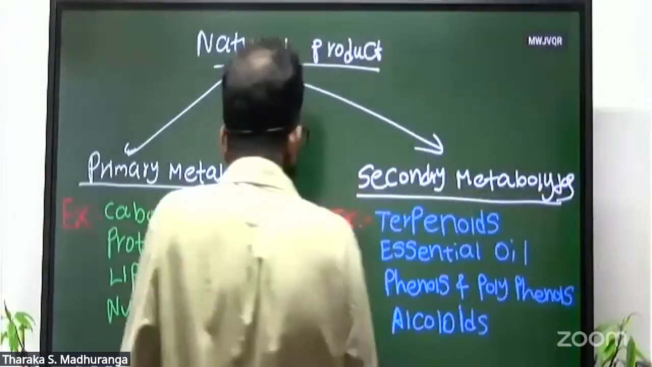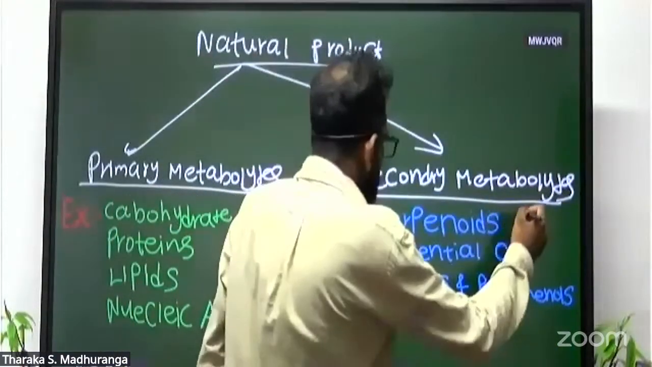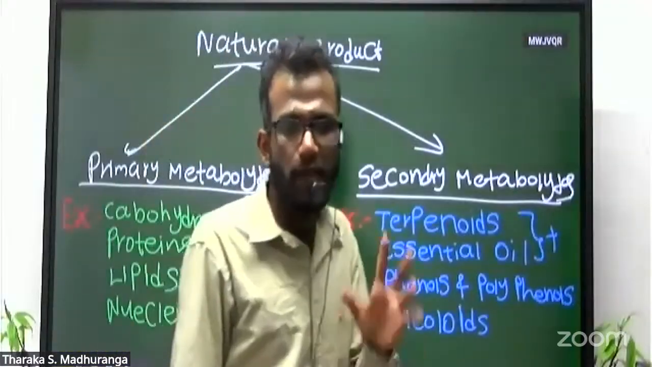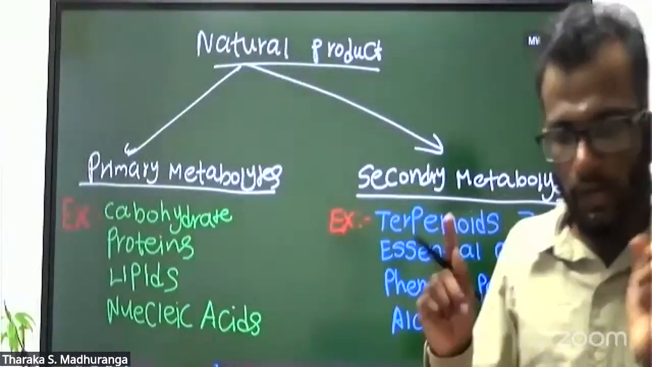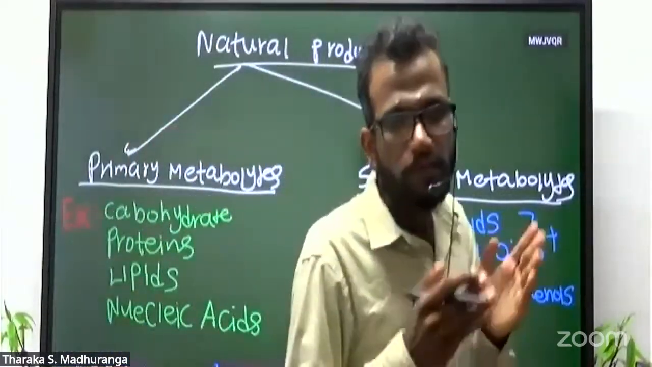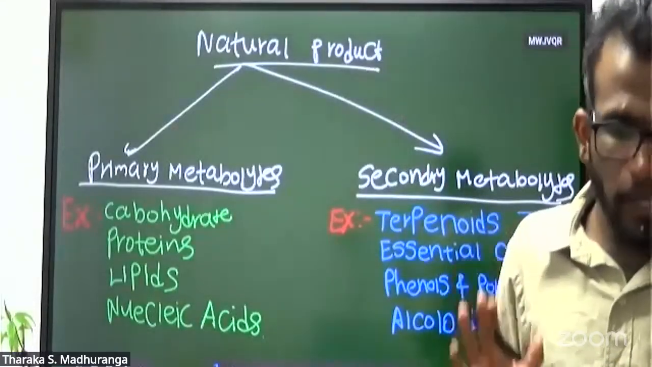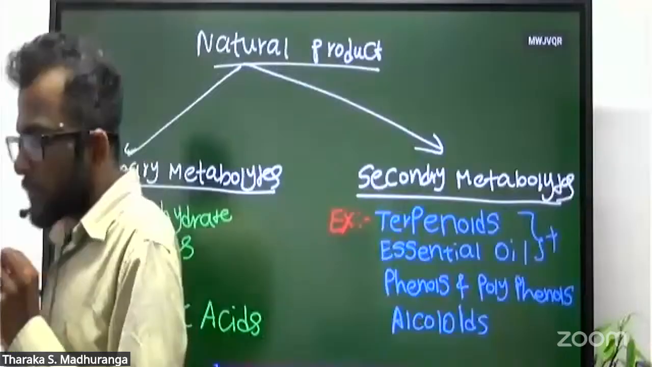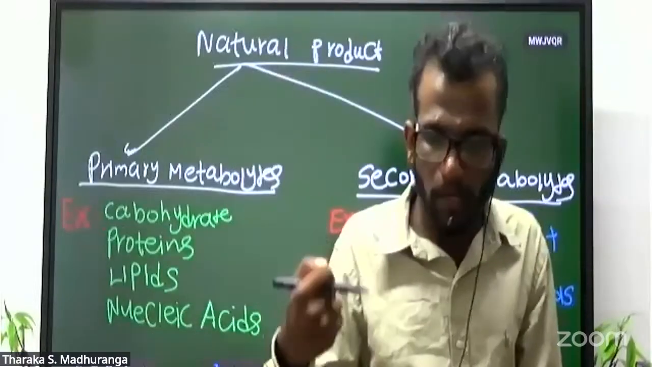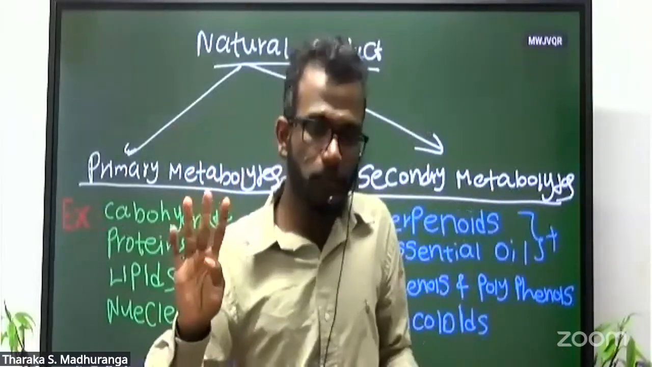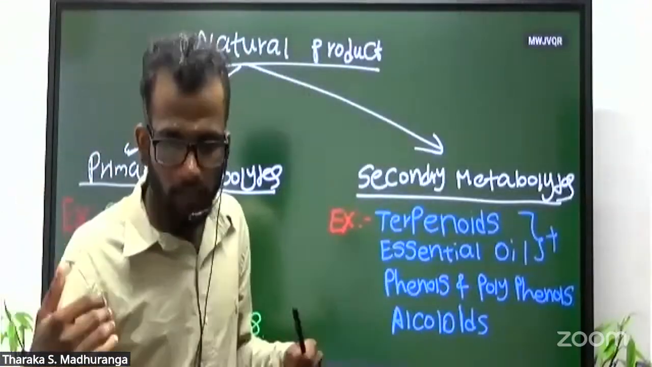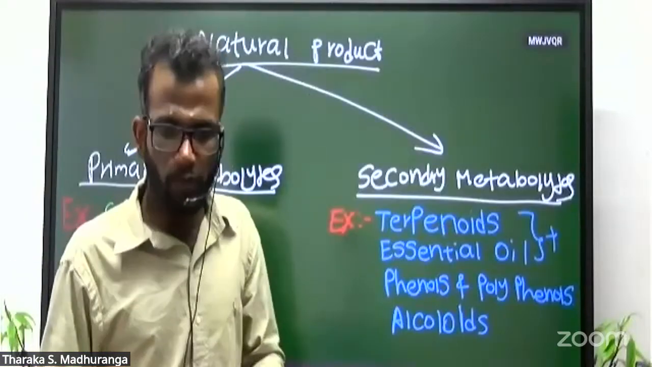If they ask for 3 main types of secondary metabolites, you write the first two as one: terpenoids and essential oil. The second one, phenols and polyphenols. The third one is alkaloid. If the exam asks for 4 main types, then you can write terpenoids, essential oil, phenols and polyphenols, and alkaloid.